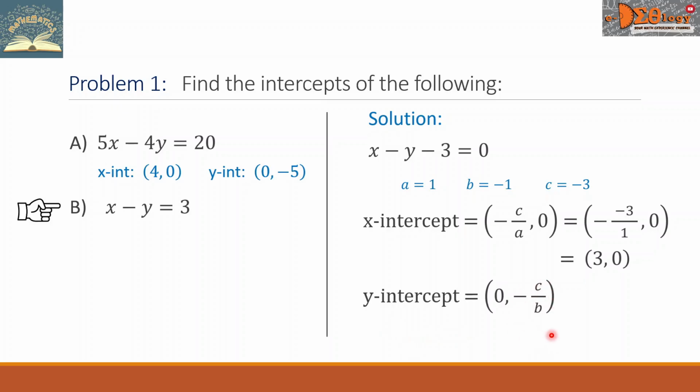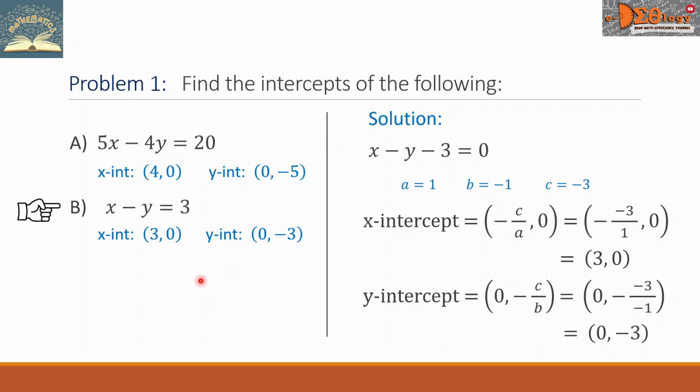We substitute the values here. We have 0, comma, negative of, the c is negative 3 over the b, that is negative 1. Negative divided by negative is positive, but there is a negative sign here, so we retain the negative sign. So 0, comma, negative 3. This is the y-intercept. We write the answer below problem B.